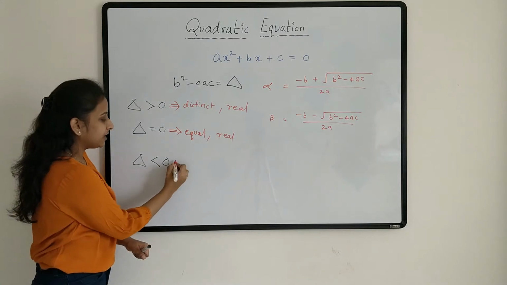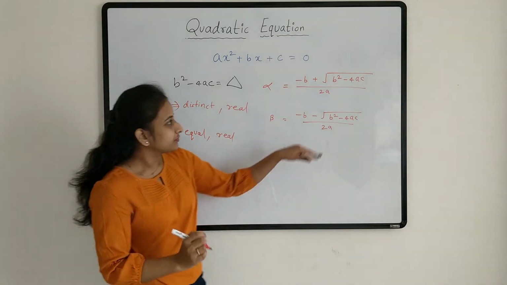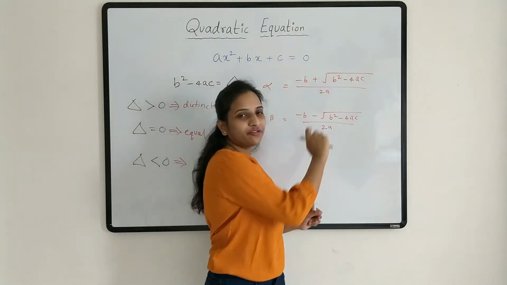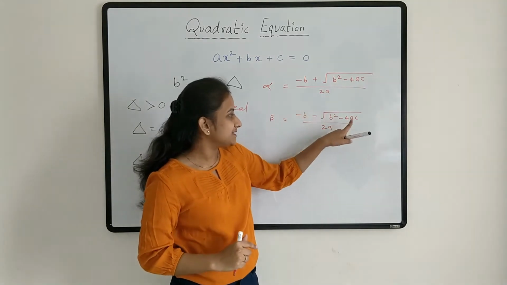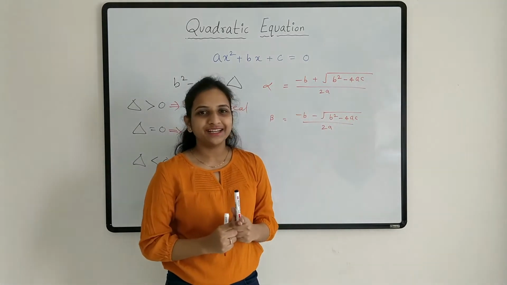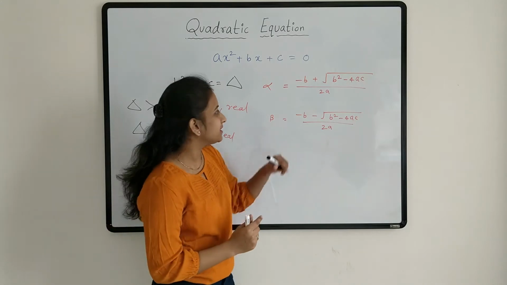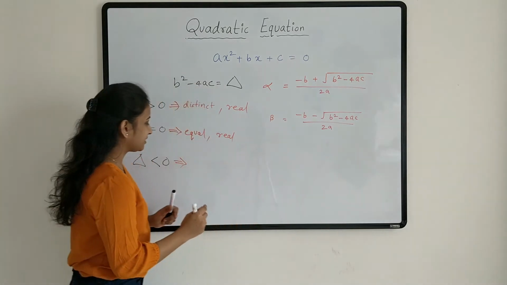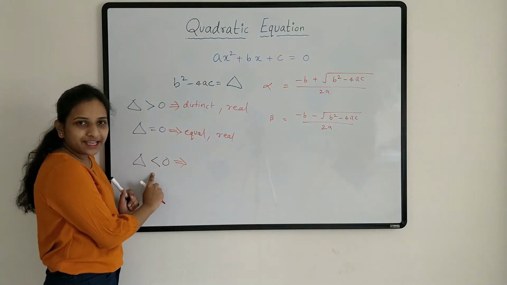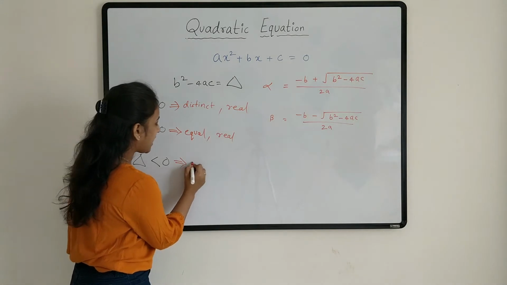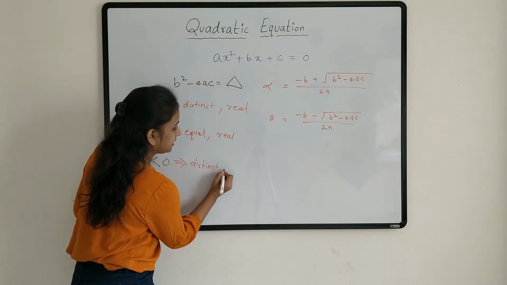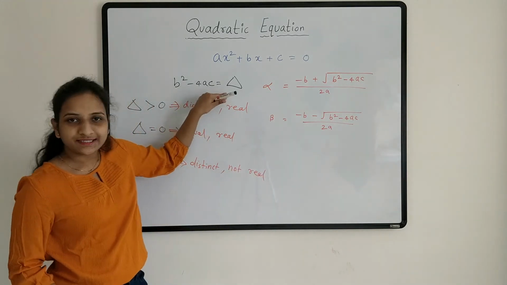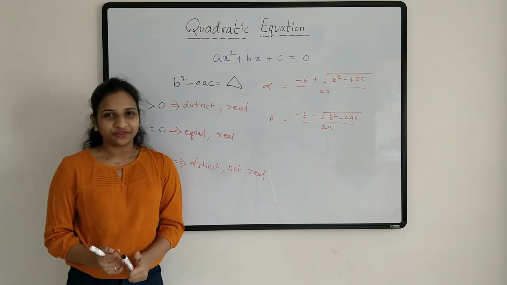Now let's see for negative discriminant value. This discriminant b square minus 4ac is negative. Means square root of negative number in this case and in this case is not real, right? Square root of negative number is imaginary number. That means both the roots are not real, they are imaginary. So for discriminant less than 0, roots are distinct and not real. This discriminant decides the nature of the roots.